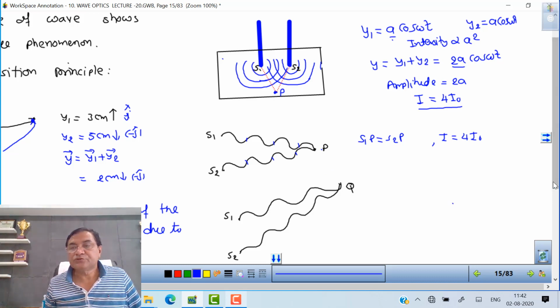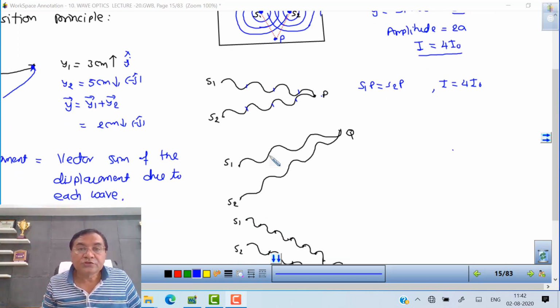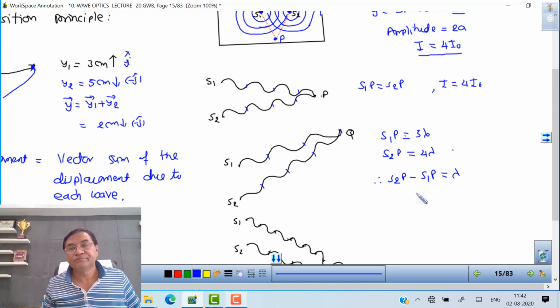But now what happens to this point Q? Again we check it. So this is one wave, this is second wave, and this is third wave. So S1P is equal to 3 lambda and S2P from here to here is equal to 1, 2, 3 and 4 lambda. And therefore S2P minus S1P is equal to lambda.